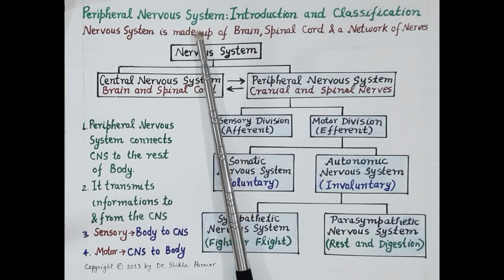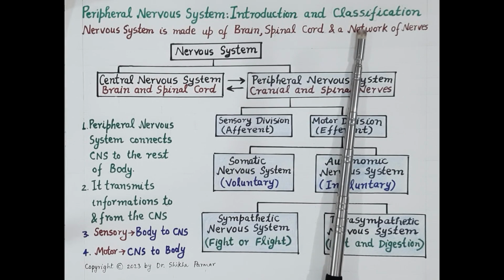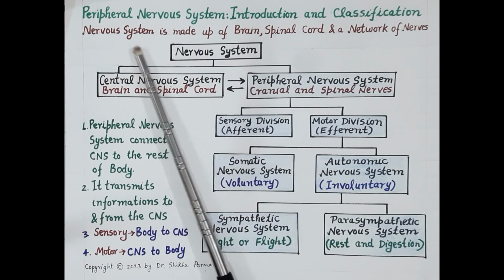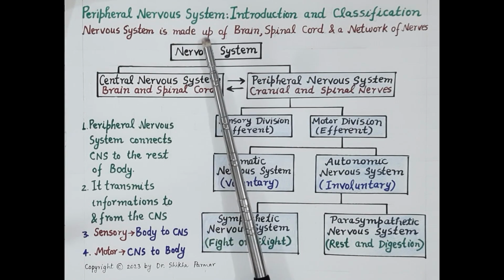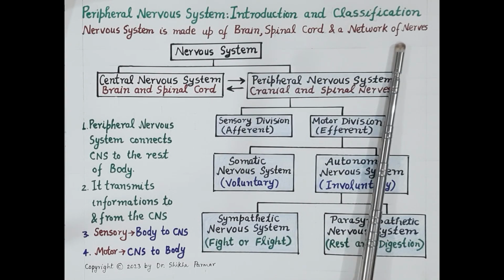Hello students, in today's video we are going to study and understand basics of peripheral nervous system and its classification. Now to study peripheral nervous system, let's first understand what is nervous system. Now nervous system of the body is made up of brain, spinal cord and a network of nerves.